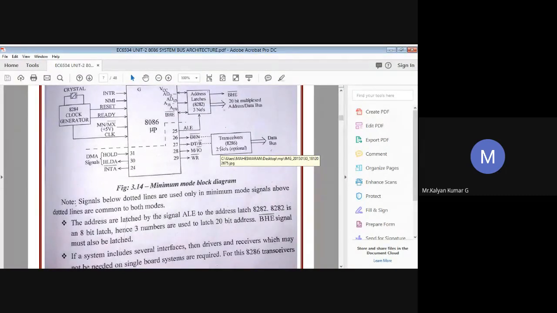And here I want to just mention how demultiplexing of address and data in an 8086 system bus happens. Okay, any idea you have? So how does demultiplexing take place? Which signal helps to demultiplex the address or data pins?